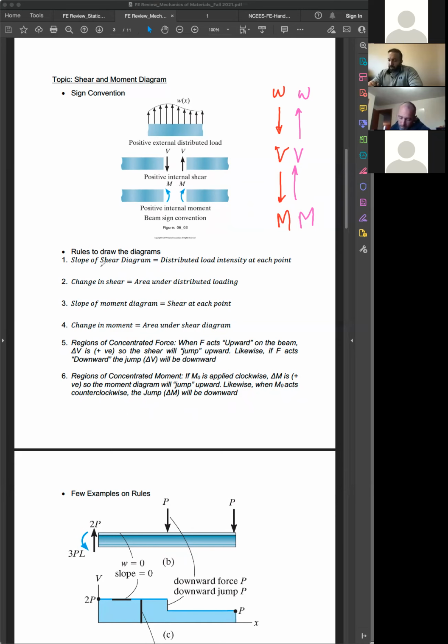All right. So some tips for us to know: the slope of the shear diagram is the distributed load intensity at each point. Change in shear is the area under the distributed load. Slope of the moment diagram is the shear at each point. Change in moment is the area under the shear diagram. For concentrated force, when the force acts upward on the beam, there is a jump upward, and if the force is downward, there is a jump downward in the shear diagram.